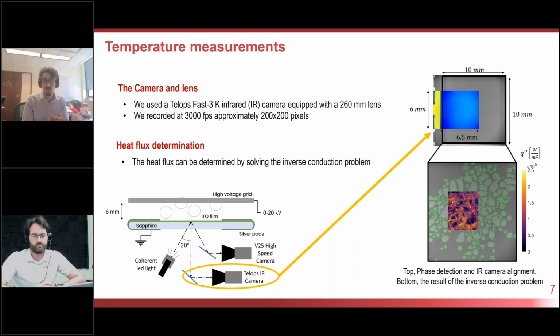So in the lab, I'm actually, I think, the only one that is using the 260 millimeter lens, because for this experiment we do need this high resolution to actually capture what happens while the bubbles are growing. Right. Okay. All right. Thank you.